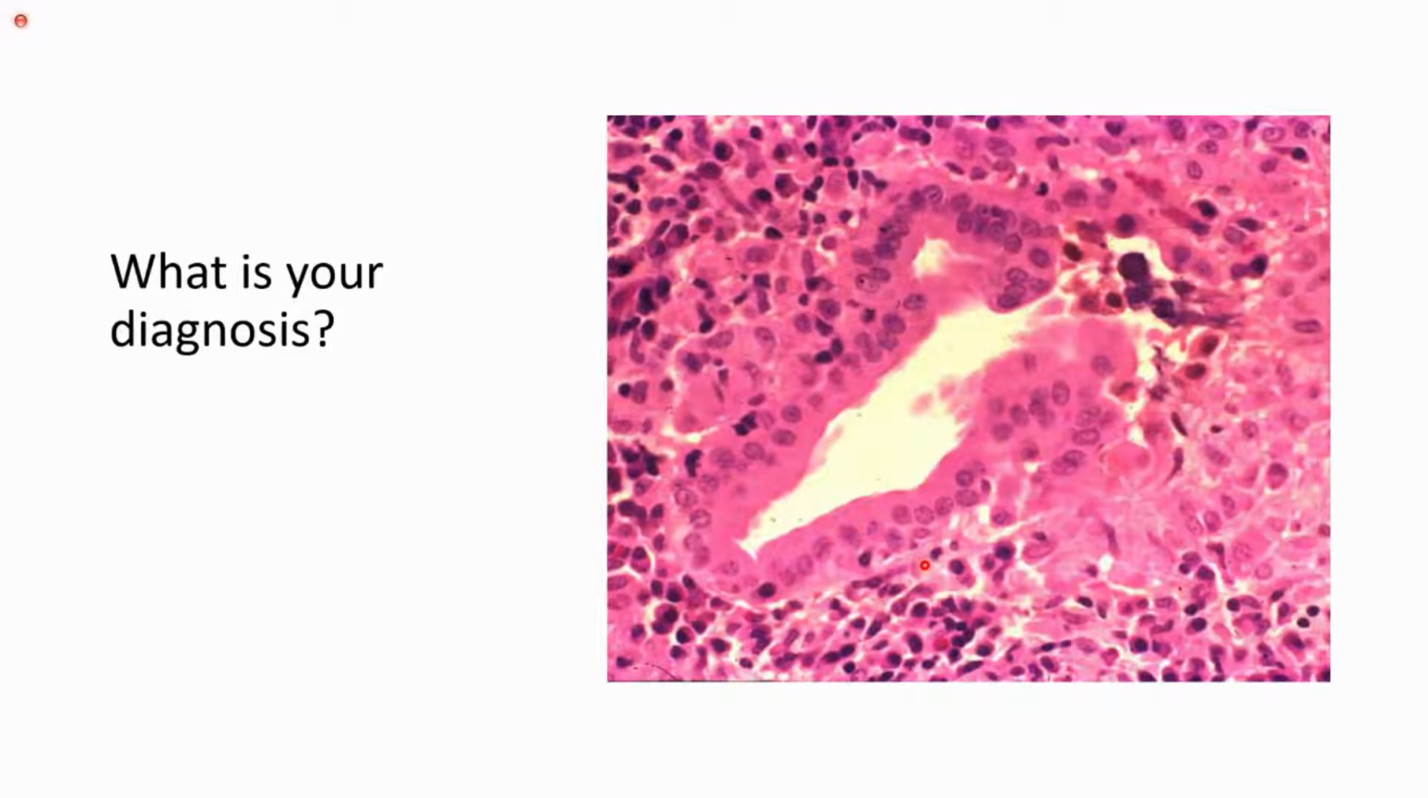This next one, what do you think? This is also a bile duct. There is destruction of the bile duct, and I see macrophages here. You can see macrophages, and here there is also a multinucleated giant cell. What do you think is the diagnosis?